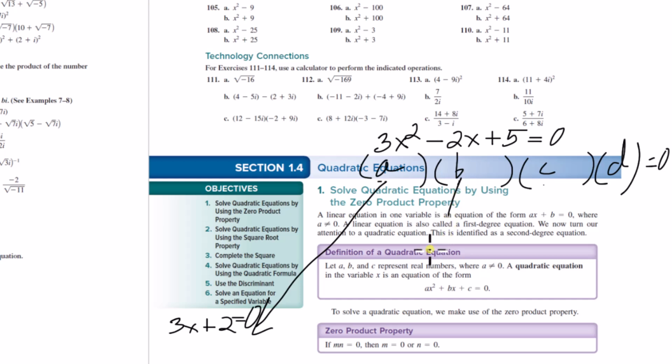Same thing here. Set B equal to 0, solve for x. Set C equal to 0, D equal to 0, and solve for x. Even if they're all equal to 0 at the same time, that's fine. You could take 0 times 0 times 0 times 0. We're not dividing zeros or anything and still get 0. That's fine. And so that's the main way we solve any polynomial equation, using the zero product property.